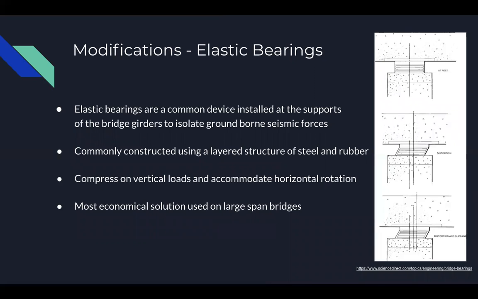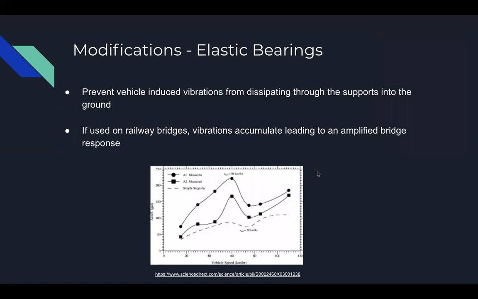A modification we looked at was elastic bearings, and they are a device used on bridge supports to isolate ground forces and vibrations from affecting the structure of the bridge. They're typically composed of alternating layers of steel and rubber, and this allows them to be very practical and economical, especially on long-standing bridges, as more of them are needed. They're designed so that they can press on vertical loads and allow for horizontal rotation, as seen in the figure on the right. The downside to these bearings is that they prevent vehicle-induced vibrations from dissipating through the supports into the ground.